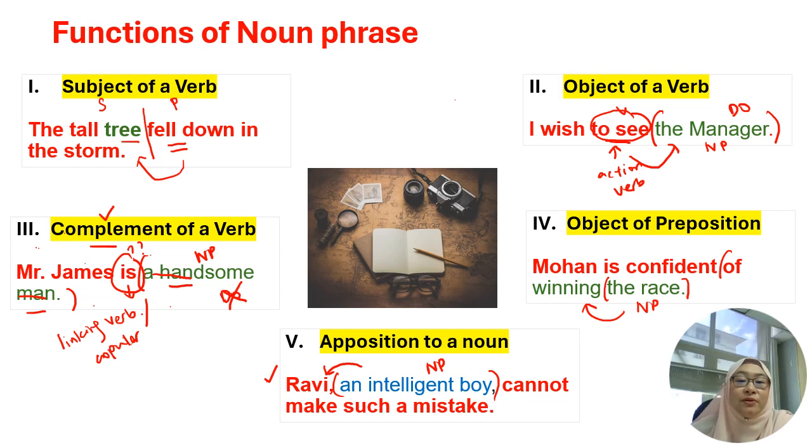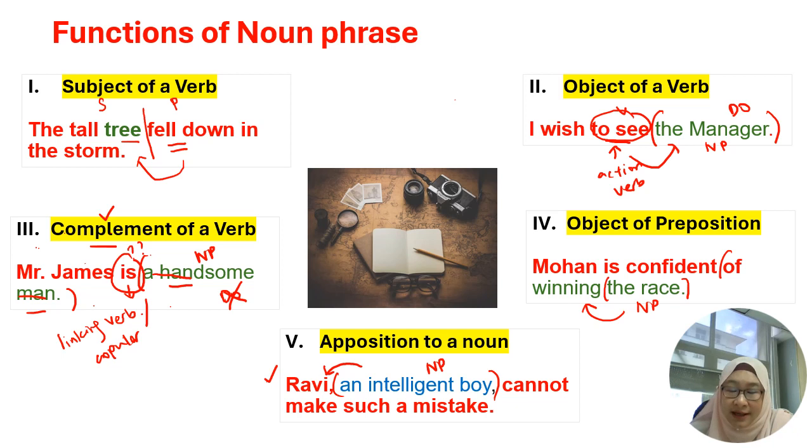So there you go. Those are the 5 functions of noun phrases, which is quite clear-cut, but it can be quite tricky when you want to differentiate between function number 2 and function number 3. The key is to look at the verb, whether it is an action verb or a linking or copular verb. An action verb requires a direct or indirect object, while a linking verb requires a complement rather than an object.